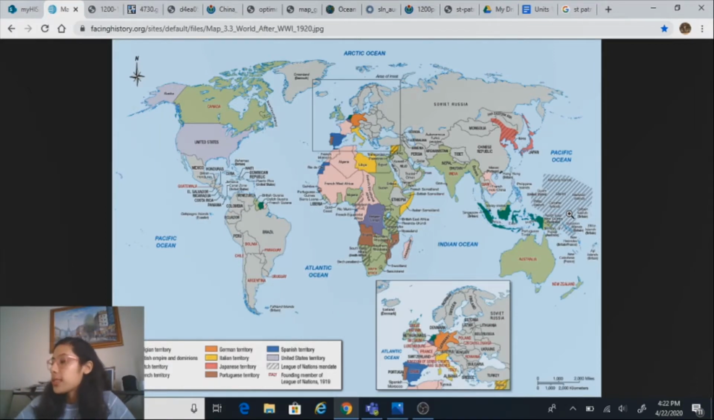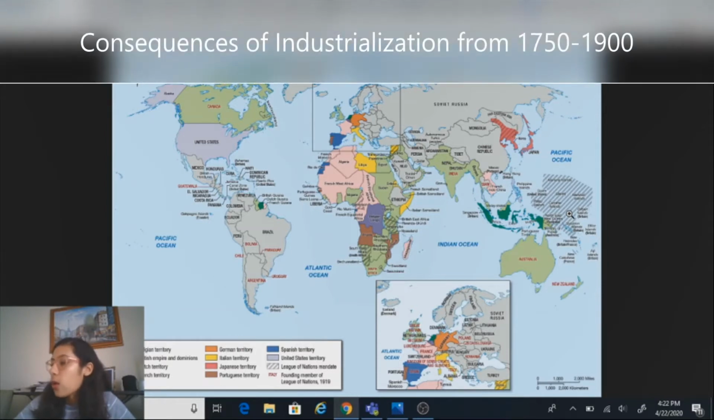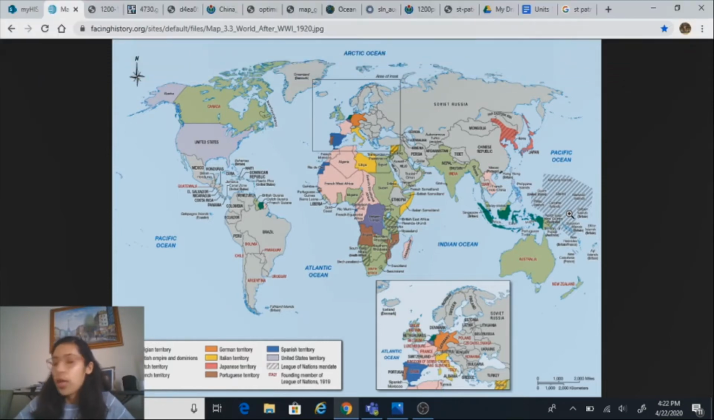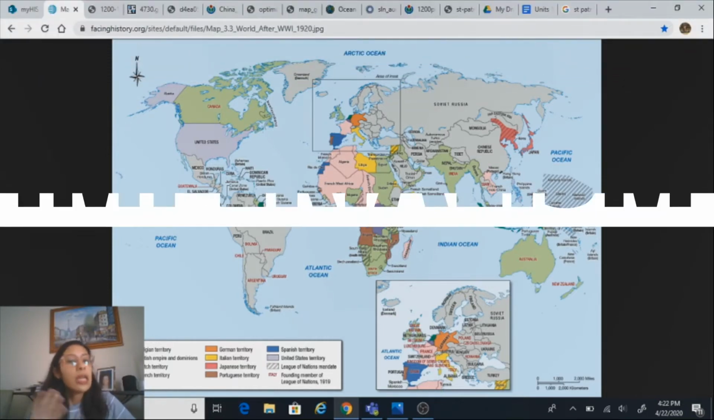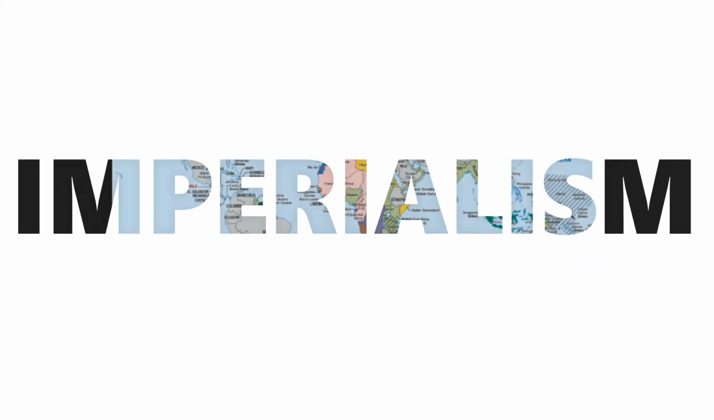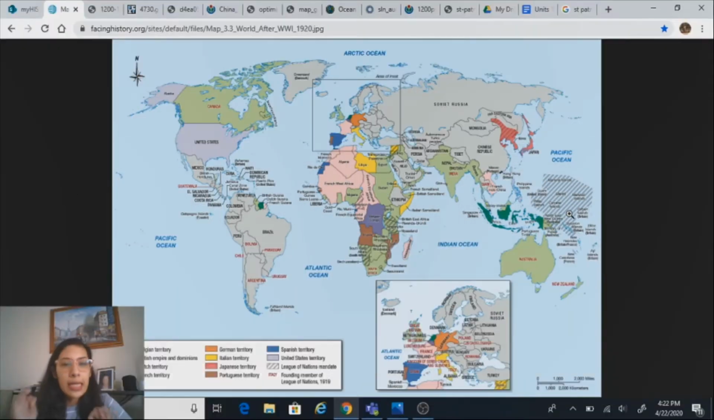So Unit 6 is officially called Consequences of Industrialization from 1750 to 1900. But I like to call it Imperialism because that is what this unit is really about. That is the word to know. That is the word of the day, I guess.